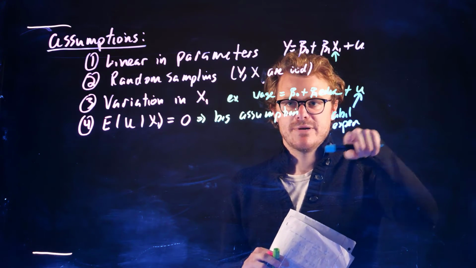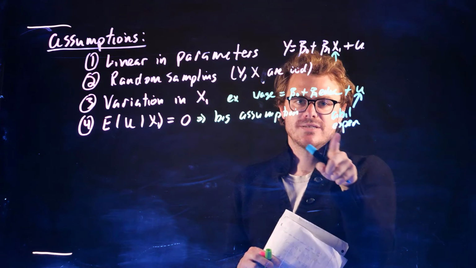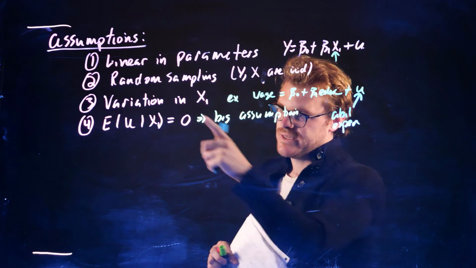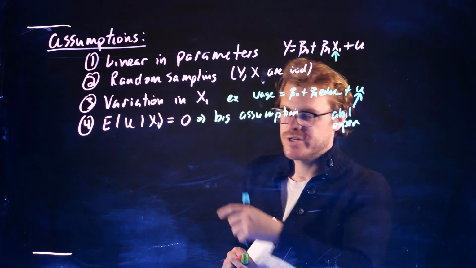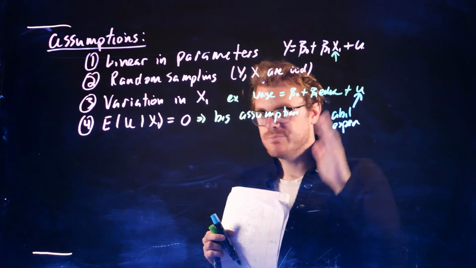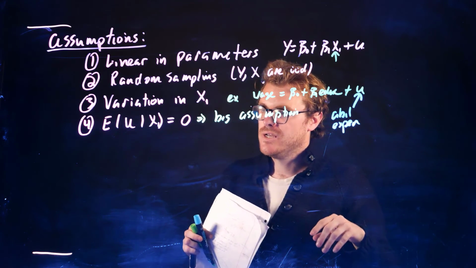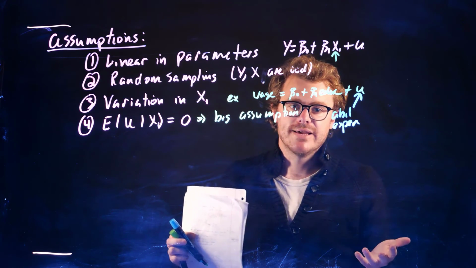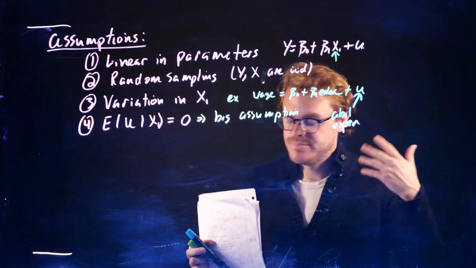So ability and experience, we might think they have an effect on wages, but we might think they're also correlated with education. If that's true, then this assumption fails. So this is a pretty big assumption here. Okay, so these are the assumptions we're going to work with. These are going to be our OLS assumptions up until now. And then let's start deriving the distributions.